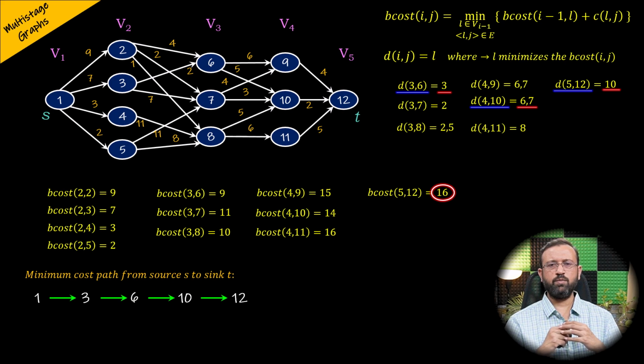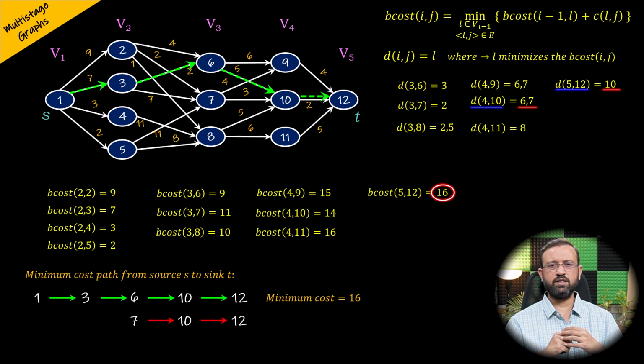So the minimum cost path from source S, that is vertex 1, to sink T, that is vertex 12, is from vertex 1 to vertex 3 to vertex 6 to vertex 10 and to vertex 12, and this minimum cost path is 16. We also have another minimum cost path, that is d of 4, 10 is vertex 6 and vertex 7. Let us choose vertex 7.